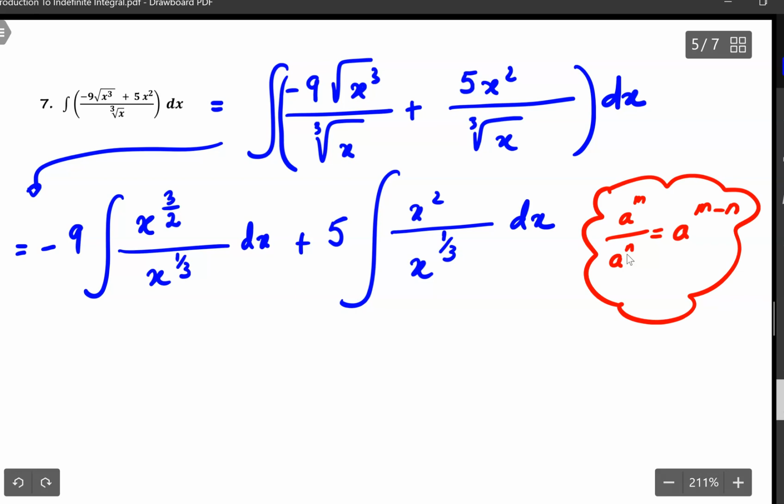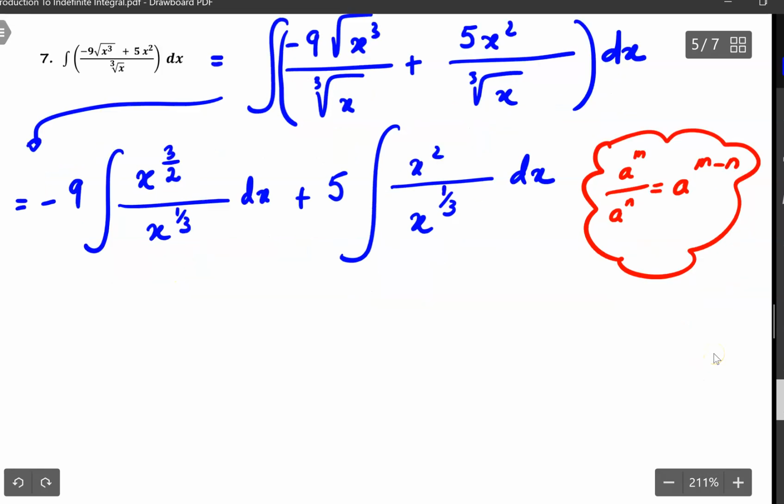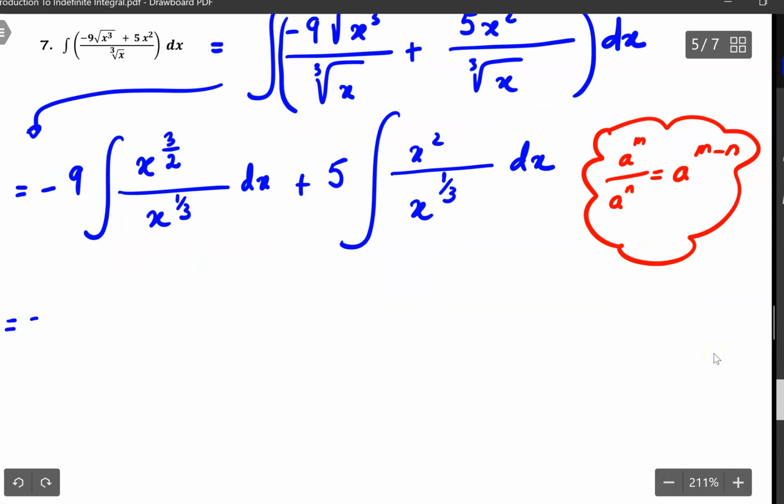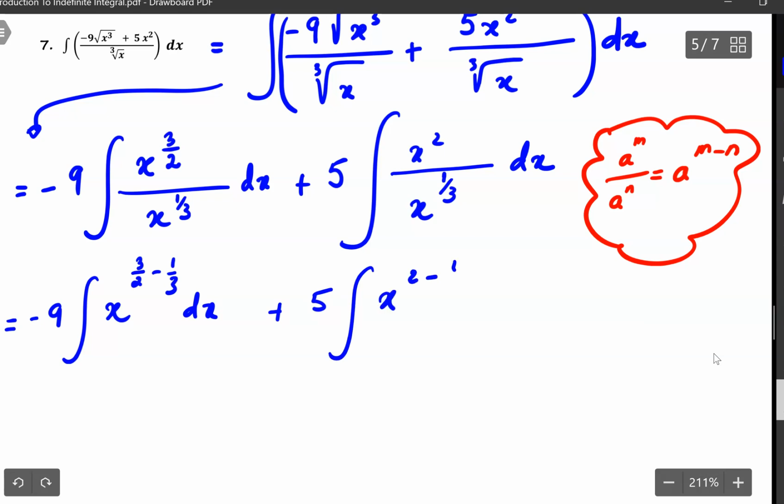So you can take 2/3 subtract 1/3. You can take 2 subtract 1/3, but you haven't integrated yet. You should just simplify the integrand. So you still have to write the integral symbol here. So I have x^(3/2 - 1/3) plus 5 x^(2 - 1/3) dx.